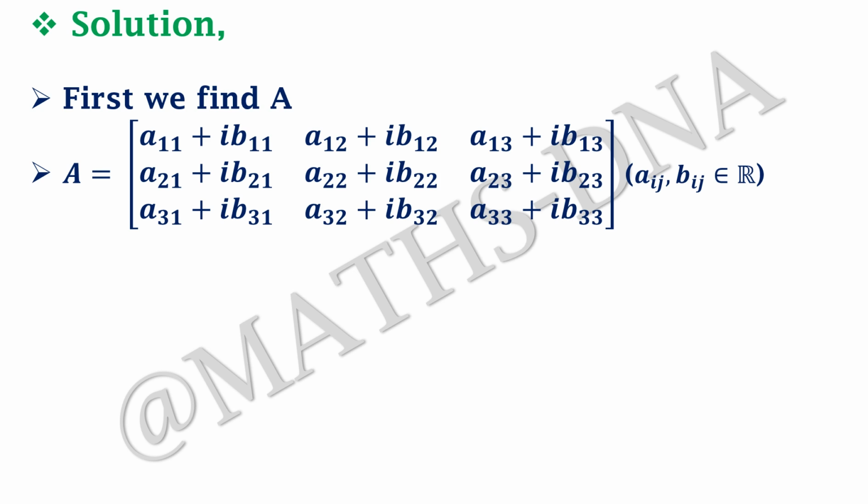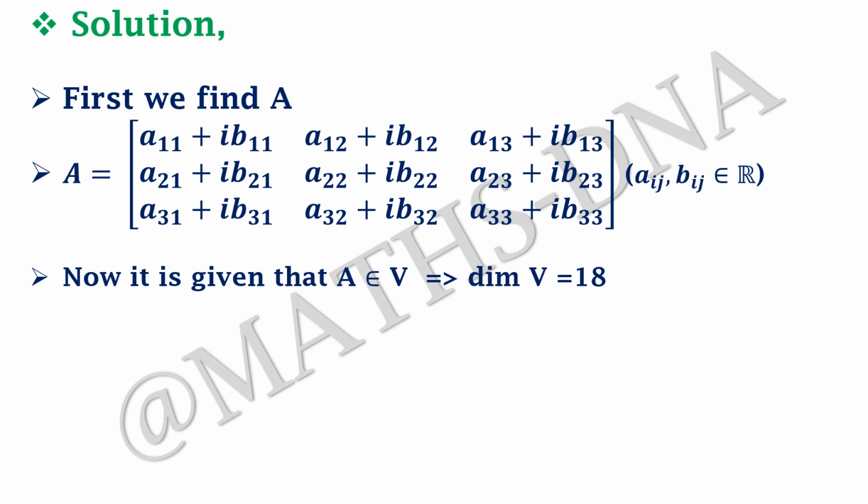Now what is A? A is a matrix whose entries are complex, where A11 plus iB11, A12 plus iB12 up to A33 plus iB33, a 3 cross 3 matrix, and Aij and Bij belong to R, that is the set of real numbers. Now it is already given to us that A belongs to V, and here the dimension of V is 18. Why 18? Because it is a 3 cross 3 matrix, but the entries are complex, so it will be 2 times 3 cross 3, that will be 18.